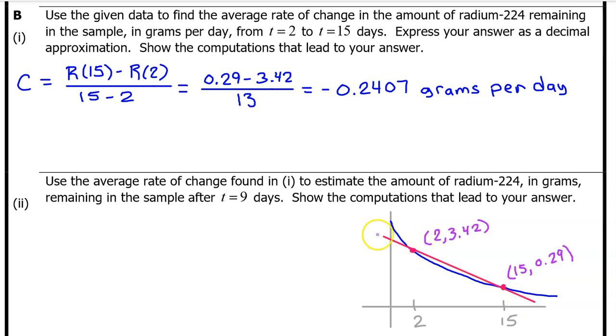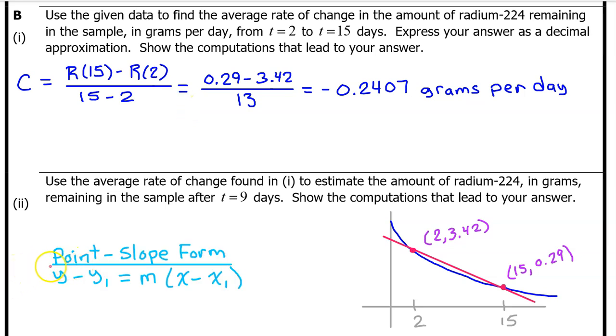A secant line is a line that passes through 2 points on a function. We need to find the equation of the secant line that passes through the 2 points that we used to calculate the average rate of change. In higher level math, we like to use point-slope form to write the equation of a line, because all we need is a point and the slope. For the point, we can pick either one of the input-output pairs that we use to calculate the average rate of change. I'm going to use this point, 2, 3.42. The slope of the secant line is the average rate of change.